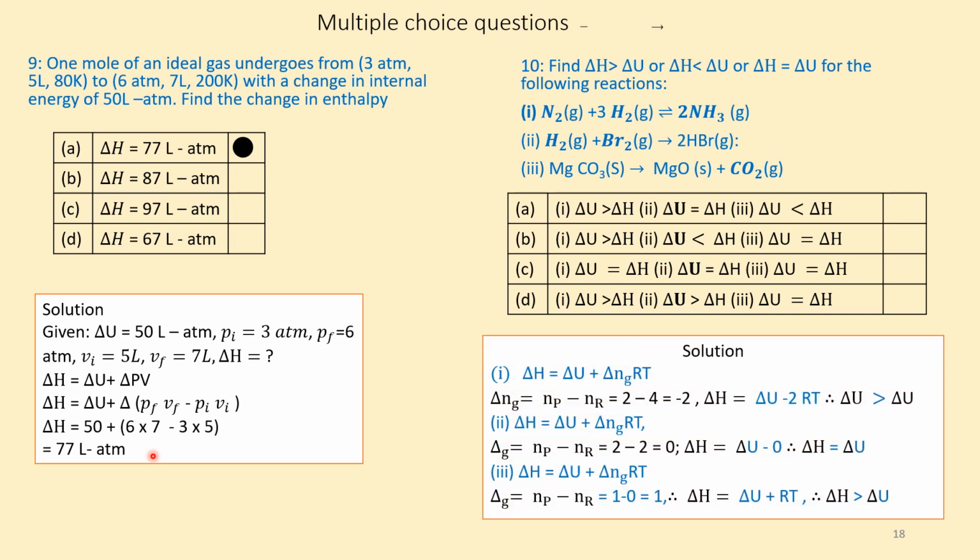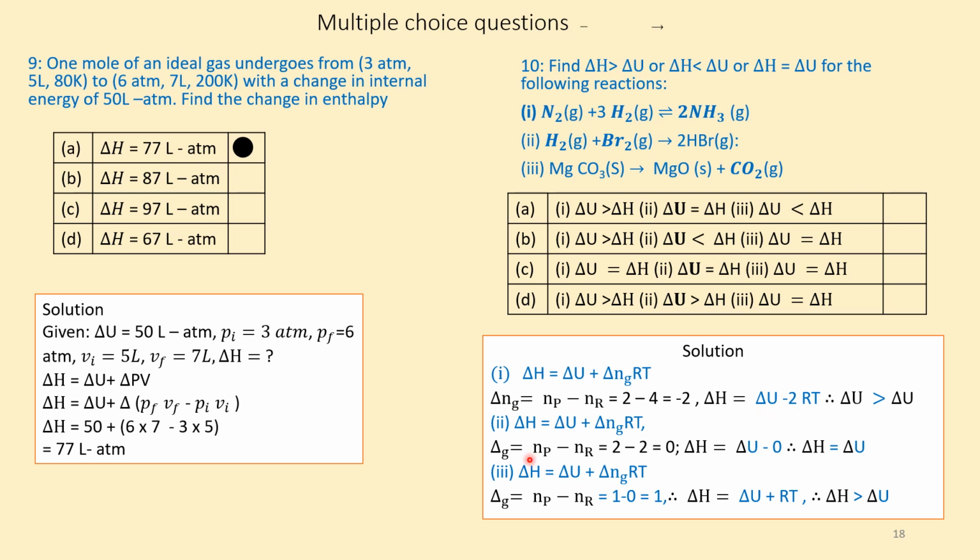So for the first reaction, delta Ng is equal to Np minus Nr. Np is 2 and Nr is 3 plus 1, that is 4, so 2 minus 4 is equal to minus 2. Therefore, delta H is equal to delta U minus 2RT. That means delta H is less than delta U.